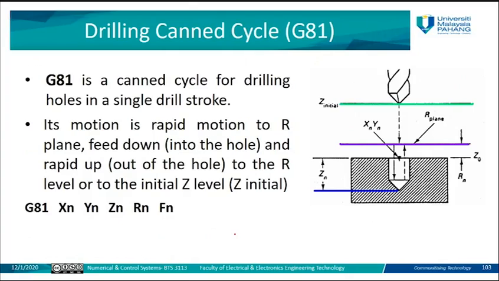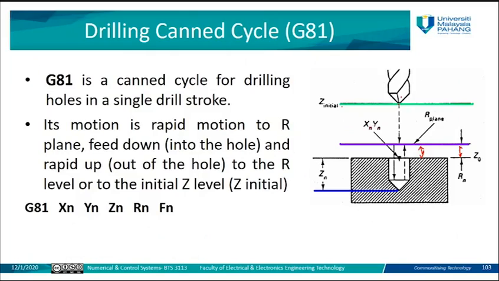As you can see here, G81 is a canned cycle for drilling a hole in a single drill stop. So here you perform drilling by using this drill. This is the Z initial position. This is the value of Xn, Yn, and also the R plane. The R plane here is the offset value from the original surface. It defines the difference between the point where you start drilling and the initial position of the spindle.